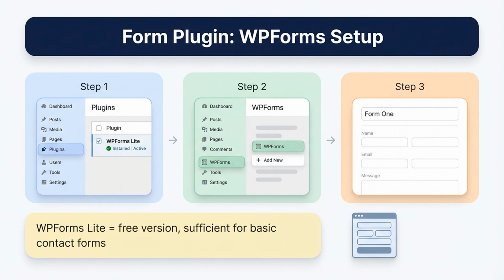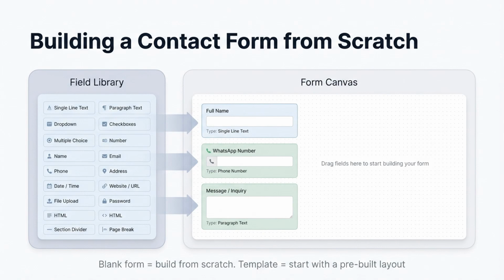It was installed earlier. Go to the Plugins section in your WordPress dashboard to confirm it's active. Then find WP Forms in the sidebar, click Add New, and you'll be taken to the form builder. Start by giving your form a name, something like Form 1, and then you'll build it from scratch. When building the form, choose the blank option to start from scratch. Templates are available too, but building from scratch gives you full control and understanding.